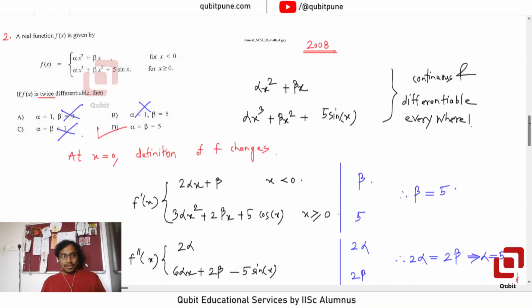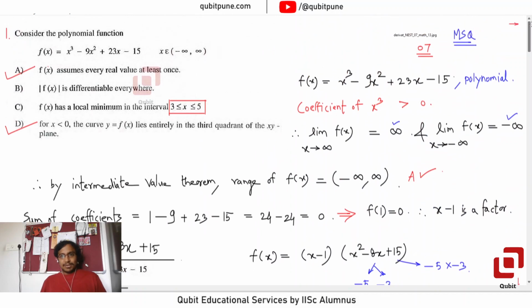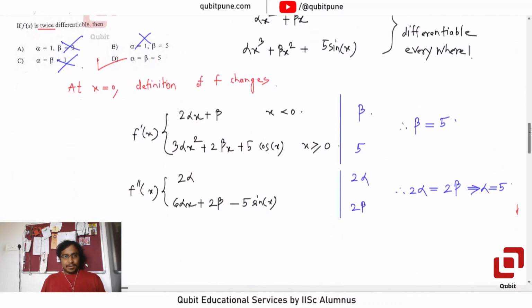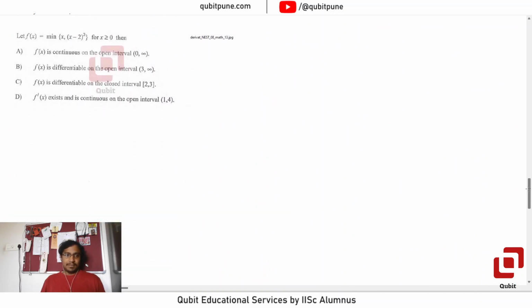We have actually solved a problem which took us quite long because it was a multiple select question. So you go through it, and if you have any difficulty, you ask me later. Question 2 was pretty easy. Now we are on to question number 3. This question came in 2008, same year as the previous one.